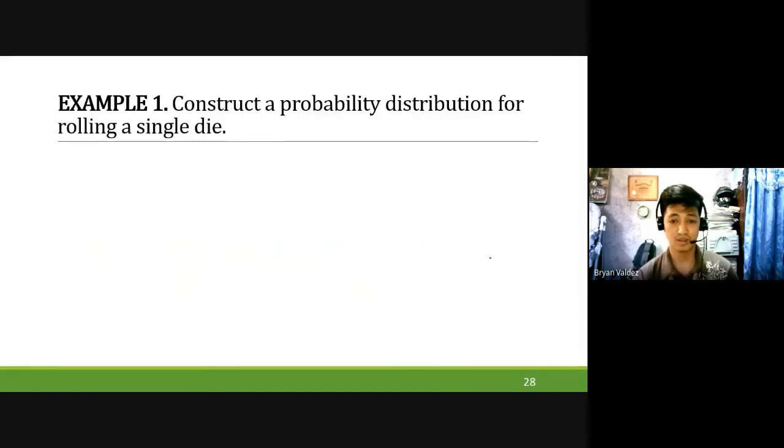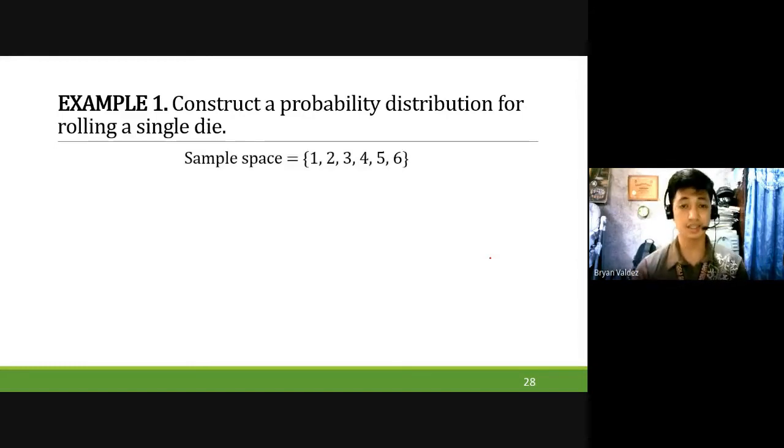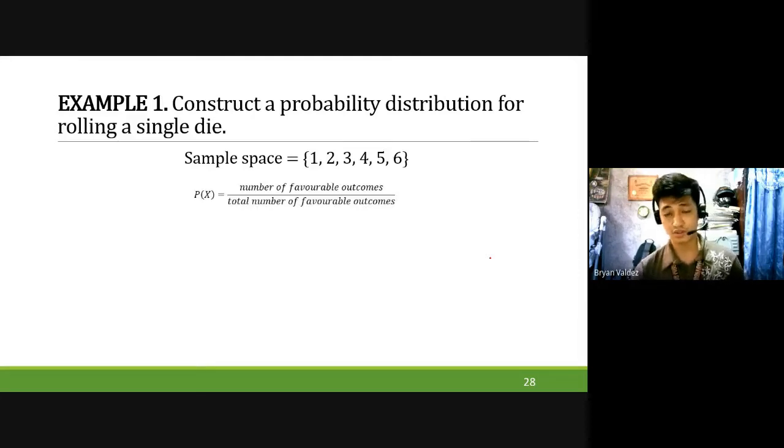Sige. So, example number 1. So, construct a probability distribution for rolling a single die. So, kanina, ginawa na rin natin to. Ating sample space ay 1, 2, 3, 4, 5, 6. So, in order for us to solve for the probability, number of favorable outcomes over total number of possible outcomes.